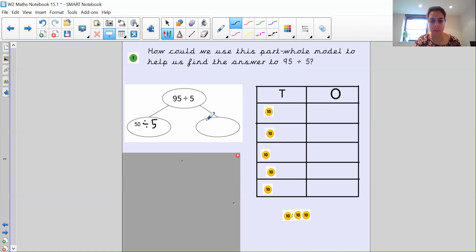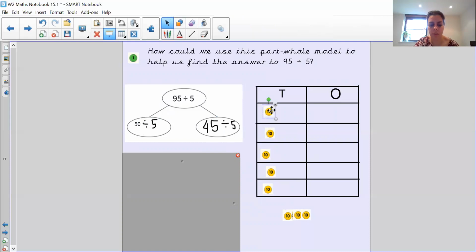So then I'm going to have 45 divided by 5. Now, you should all know, if you know your 5 times tables, we know that 5 goes into 45 because it ends in a 5. Or if it ends in a 0, it also goes into it. So that one's a little bit simpler. So that's how I split it up. I'm going to move my 10s out of the way so we can start again and look at it carefully.